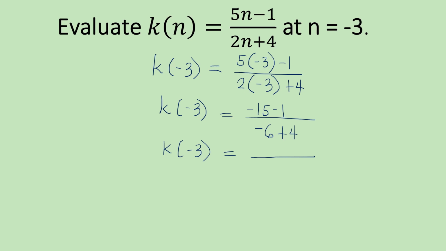Since negative 15 and negative 1 have the same signs, then we're going to add their absolute values. So 15 plus 1 is 16, then copy their common sign, which is negative. Then for the denominator, since they have different signs, we're going to subtract them. 6 minus 4 is 2, then copy the sign of the number with the greater absolute value, and that's 6. So it's negative 2. Then we're going to simplify. Negative divided by negative is positive. 16 divided by 2 is 8. So k of negative 3 is equal to positive 8.